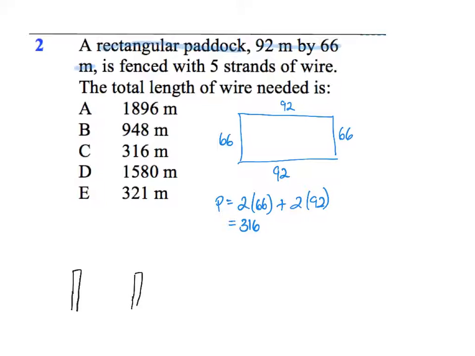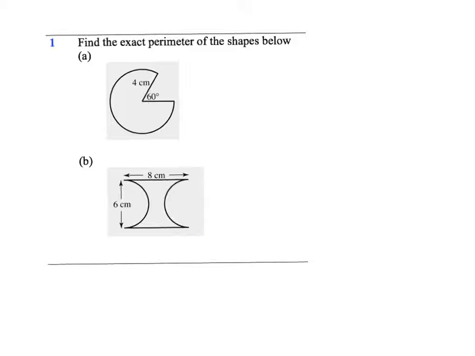and they're going around the perimeter of the paddock, they're saying they've got 5 strands of wire. So what they mean by that, there's 1, 2, 3, 4, 5. So really what you've got is 5 wires going around the perimeter. So you're going to say times 5 to get your answer, which would be D, 1580 meters.